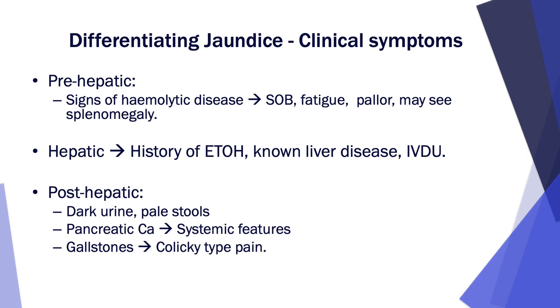Finally, for posthepatic jaundice, where we're looking at more obstructive causes, they classically have dark urine and pale stools. Often if they have pancreatic cancer, they may complain of systemic features such as weight loss, and if there's gallstones, they may give you a history of a colicky type pain coming in waves, worse after fatty meals.